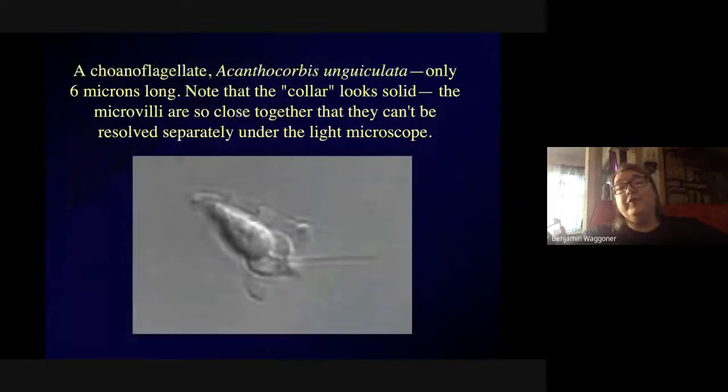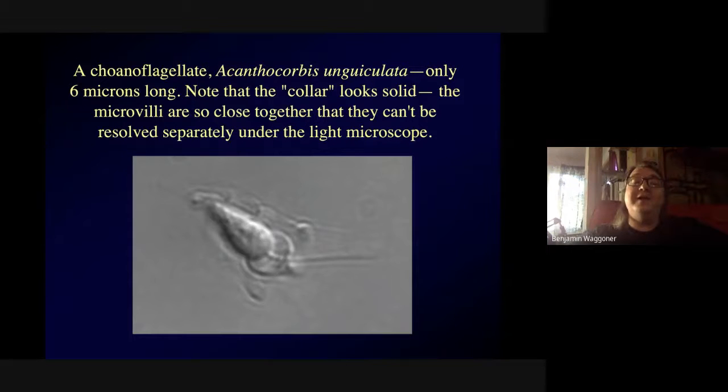And that's what one of these looks like under the light microscope. This one, Acanthocorbus, is only about 6 microns long, meaning under your scopes at 400x, it's still pretty much going to look like a dot. Maybe a big dot, not as small a dot as a bacterium would, but you're not going to see much detail.